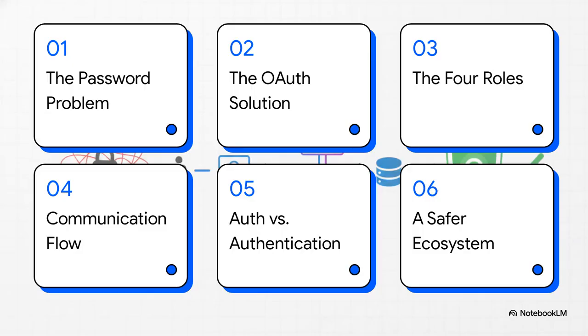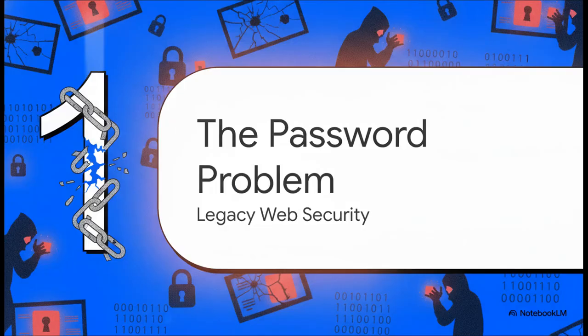Here is our roadmap for today. We'll hit 1. The password problem. 2. The OAuth solution. 3. The 4 roles. 4. Communication flow. 5. Authorization versus authentication. And finally, 6. A safer ecosystem. All right, Section 1.